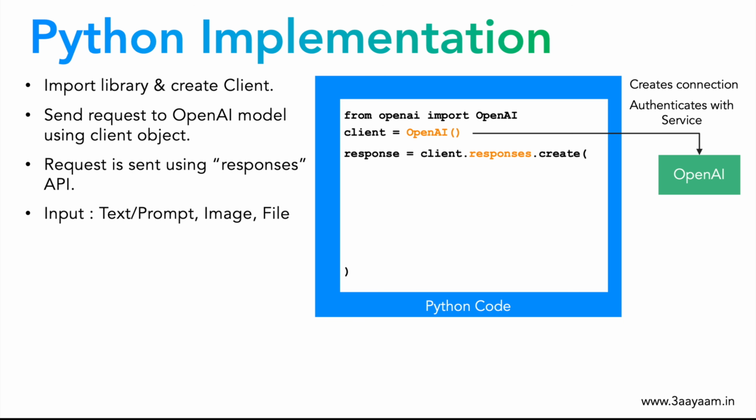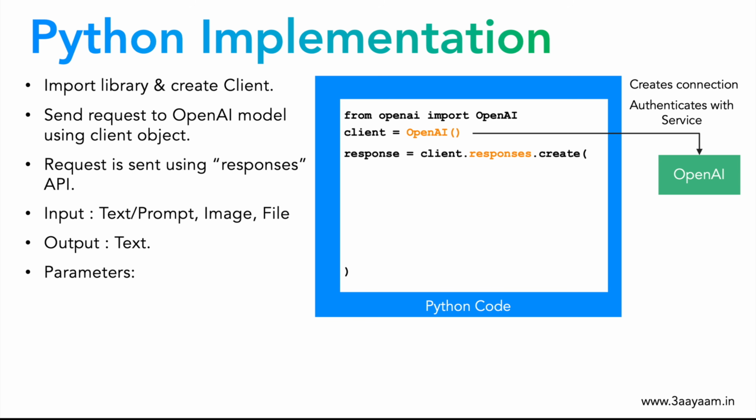Now the input can be text or a prompt. We can send an image also, text from an image. We can send a file also. The file should contain text data or image data, and the output would be text in JSON format. So we'll see this in action both using ChatGPT and using our Python application. The output should be more or less similar.